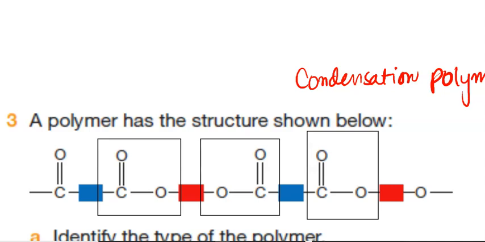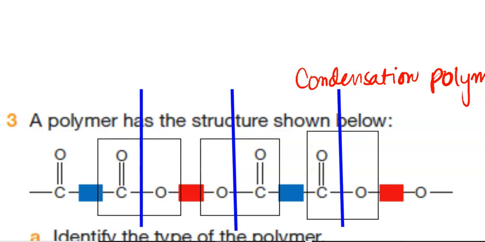So what is the point of joining? The point of joining is carbon and oxygen. So the structure which is between these two is one monomer.